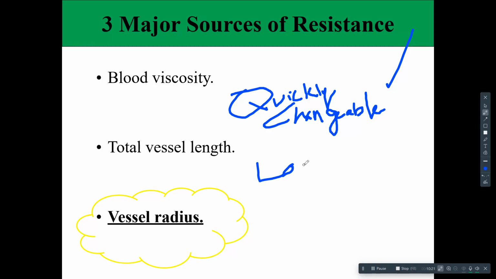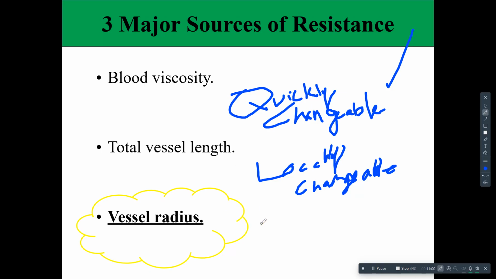Number 2, radius is locally changeable. Of course, if I want more blood to go to my dermis, I need to change the resistance only in my dermis, not to other places. So vessel length, there can be local changes for that, but that takes way too long. Viscosity, I can't do any local changes.